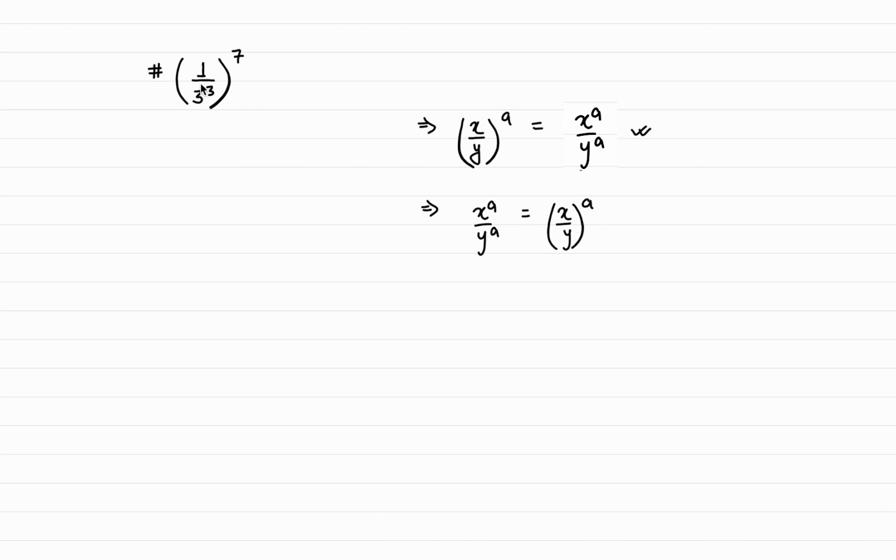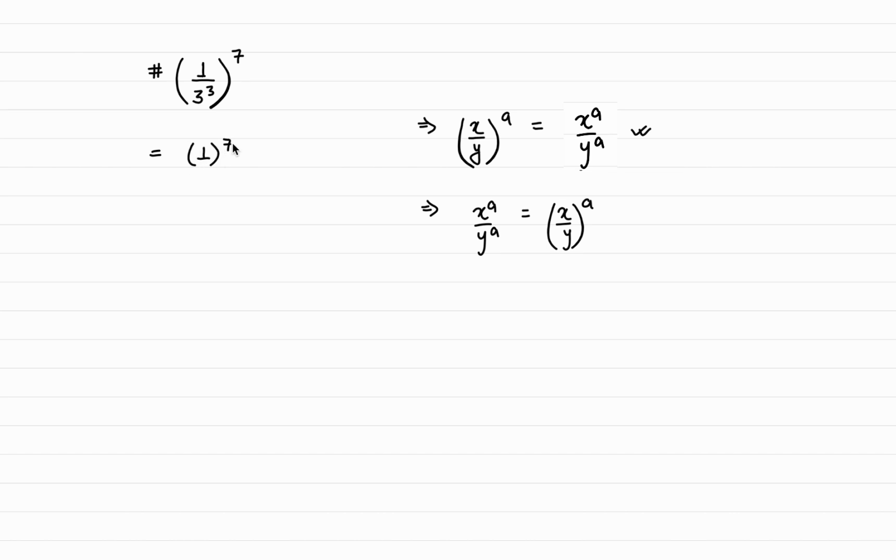So how do we solve this particular question? By using that rule of exponents. We have 1 over 3 to the power 3, whole bracket, with power 7. This 7 goes to both the numerator and the denominator.